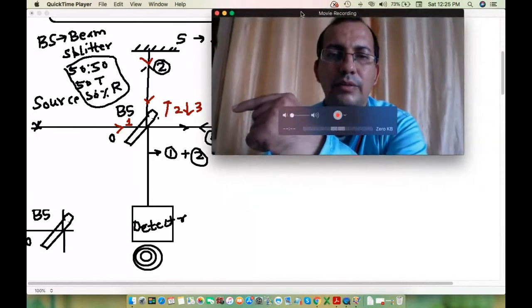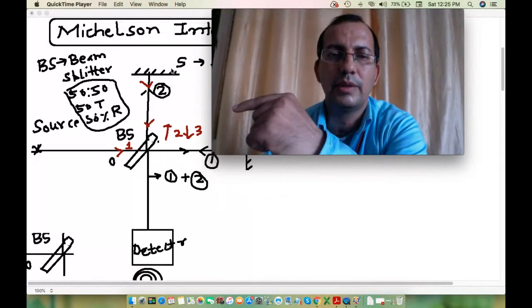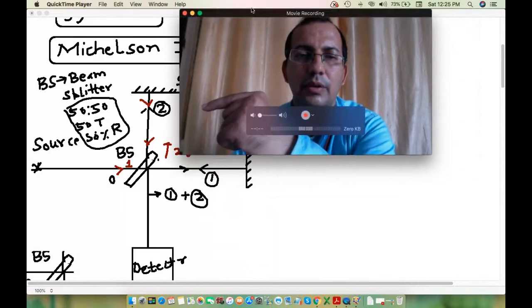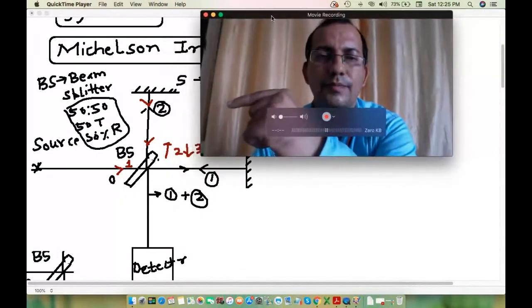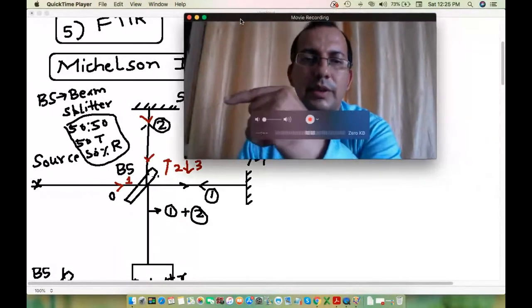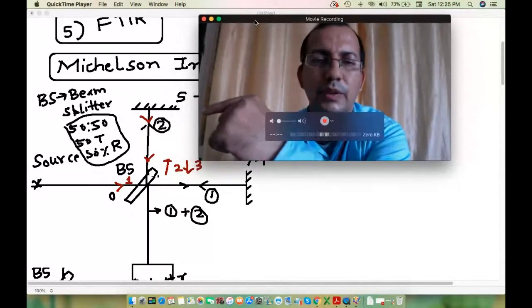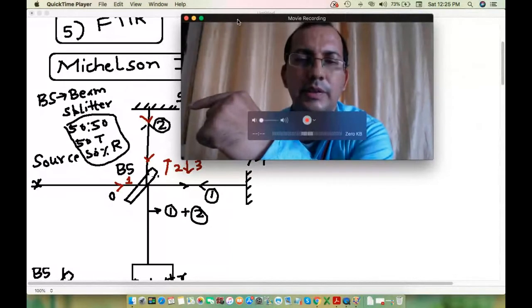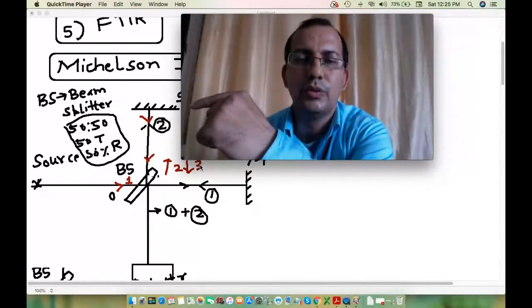But when you come across the second one, this mirror is the stationary mirror. It does not move. So your ray of light which is reflected will not be affected by the motion of this mirror, because it does not move.